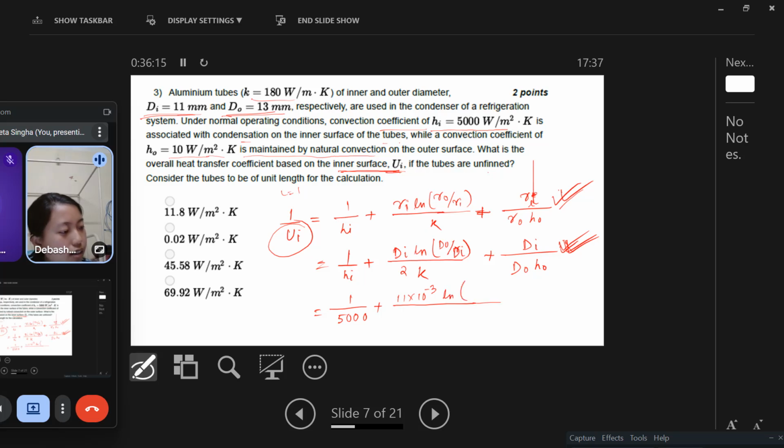Since this is inside ln, it is a ratio of both the diameters. You may write directly 13 by 11. You need not write 10 to the power minus 3 because that will anyways get cancelled. So here also there is a ratio. So this is very advantageous for your calculation. Wherever you find this ratio, you may not waste time by writing 10 to the power minus 3.